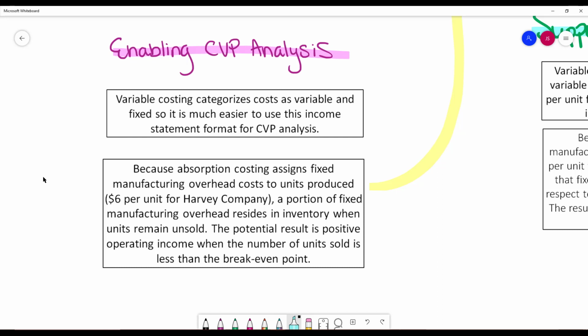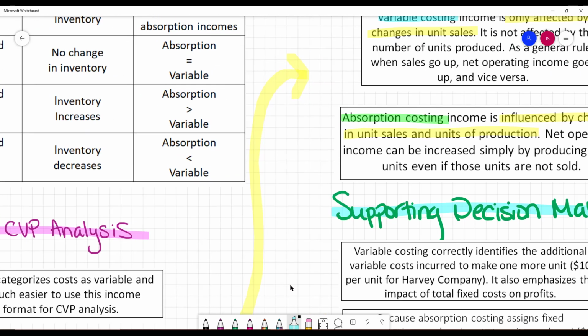And why would we use absorption costing? Why is it required by GAAP? It all goes back to the matching principle. We want to properly match all of our revenues to the expenses. By inventorying our fixed overhead, we're trying our best to match that cost to the sale that it will help generate when we finally sell that unit. So that's the logic behind GAAP requiring the use of absorption costing for external reporting.